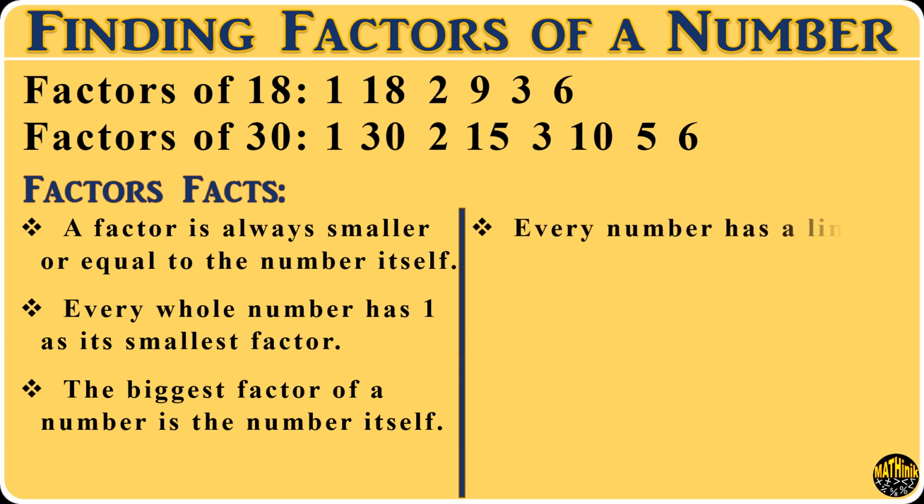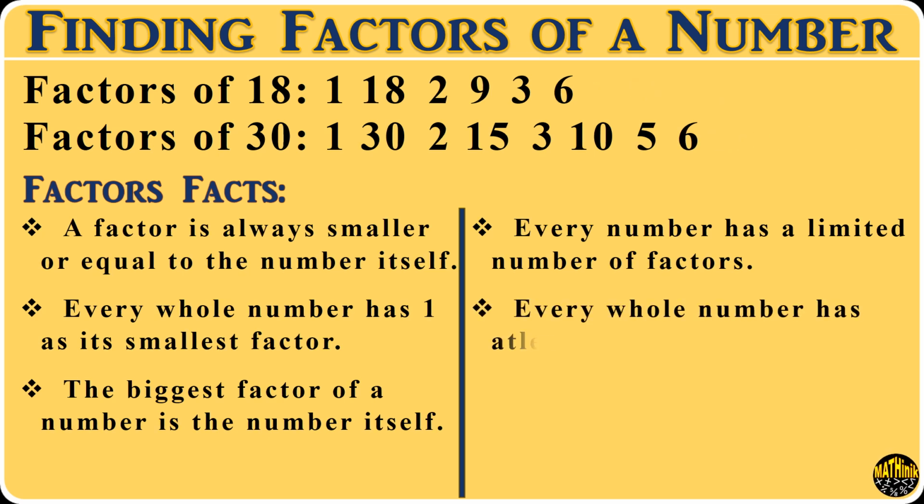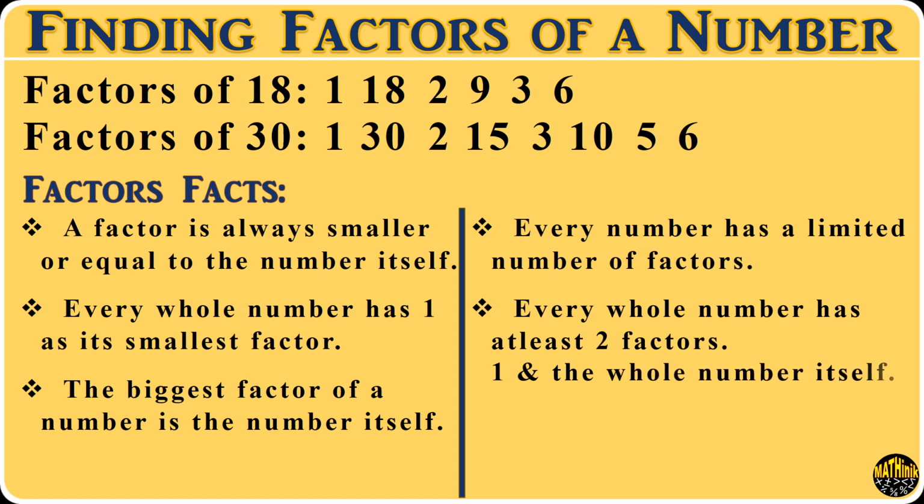Every number has a limited number of factors. For our examples, 18 has 6 factors. 30 has 8 factors. Every whole number has at least 2 factors. 1 and the whole number itself.